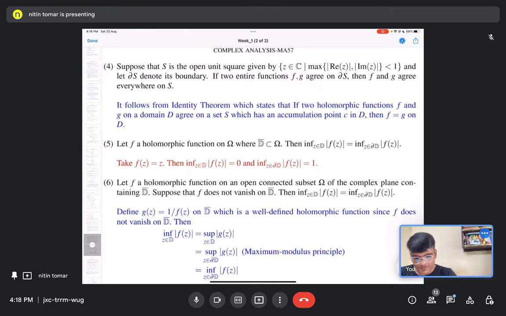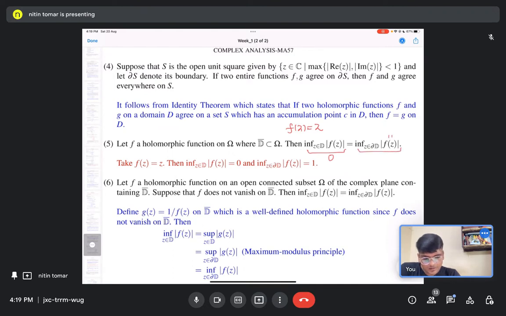Now you choose f(z) to be z. If you choose f(z) to be z, what will you get on the left hand side? What is the infimum of mod z over the open unit disk? Can anyone tell? I mean, it's already written there. It will be 0, right? Because mod z is always greater than or equal to 0, no matter what. And at z equal to 0, it attains this value.